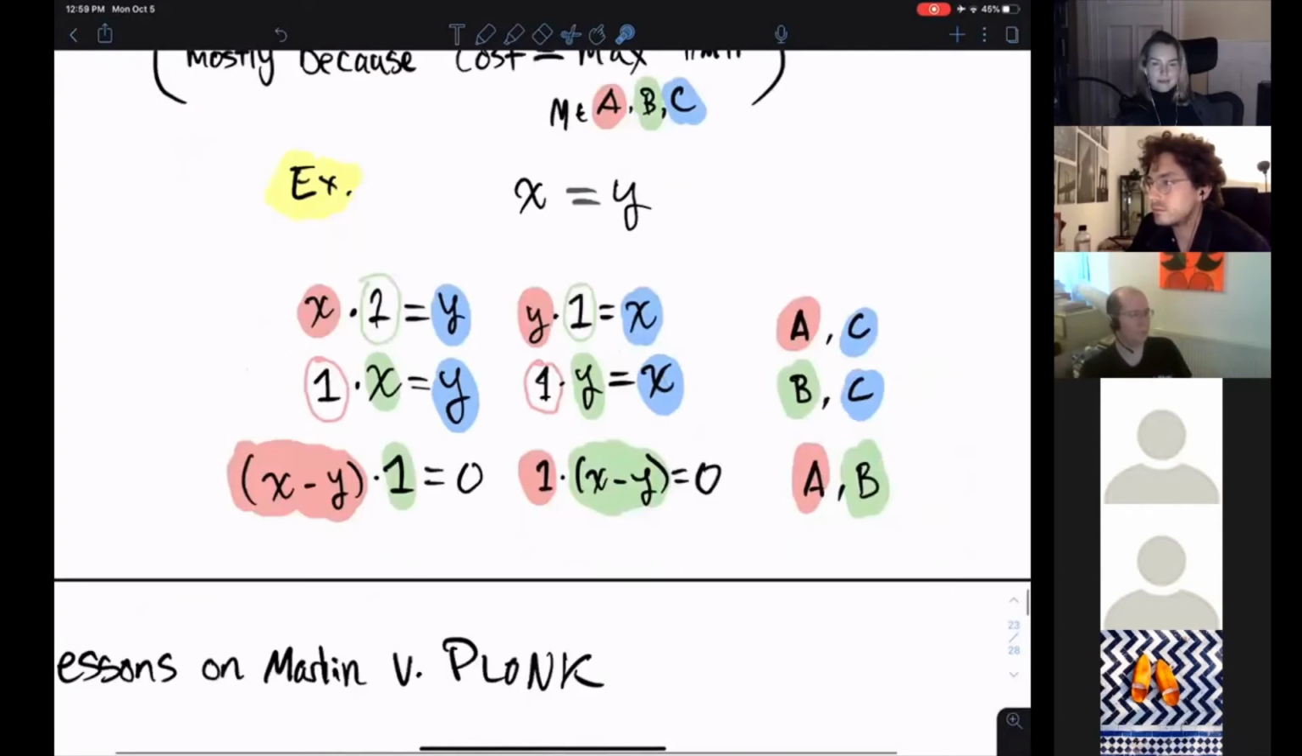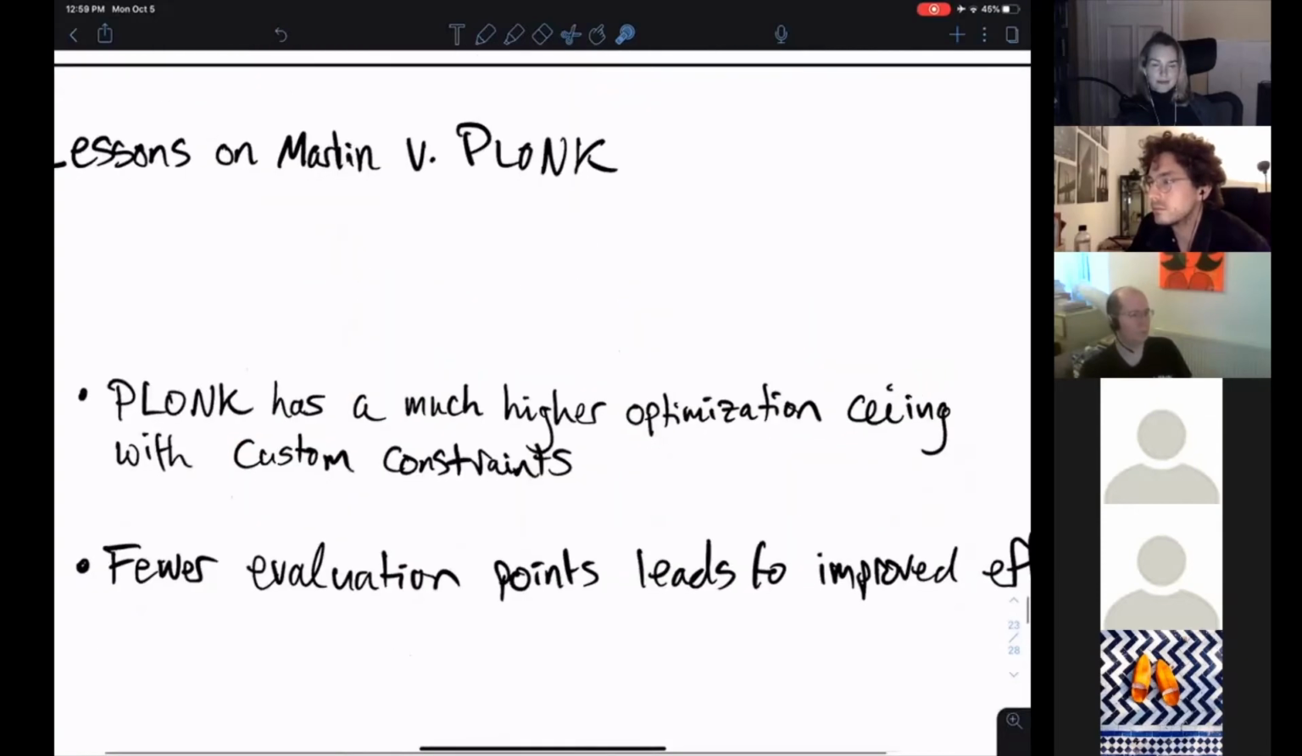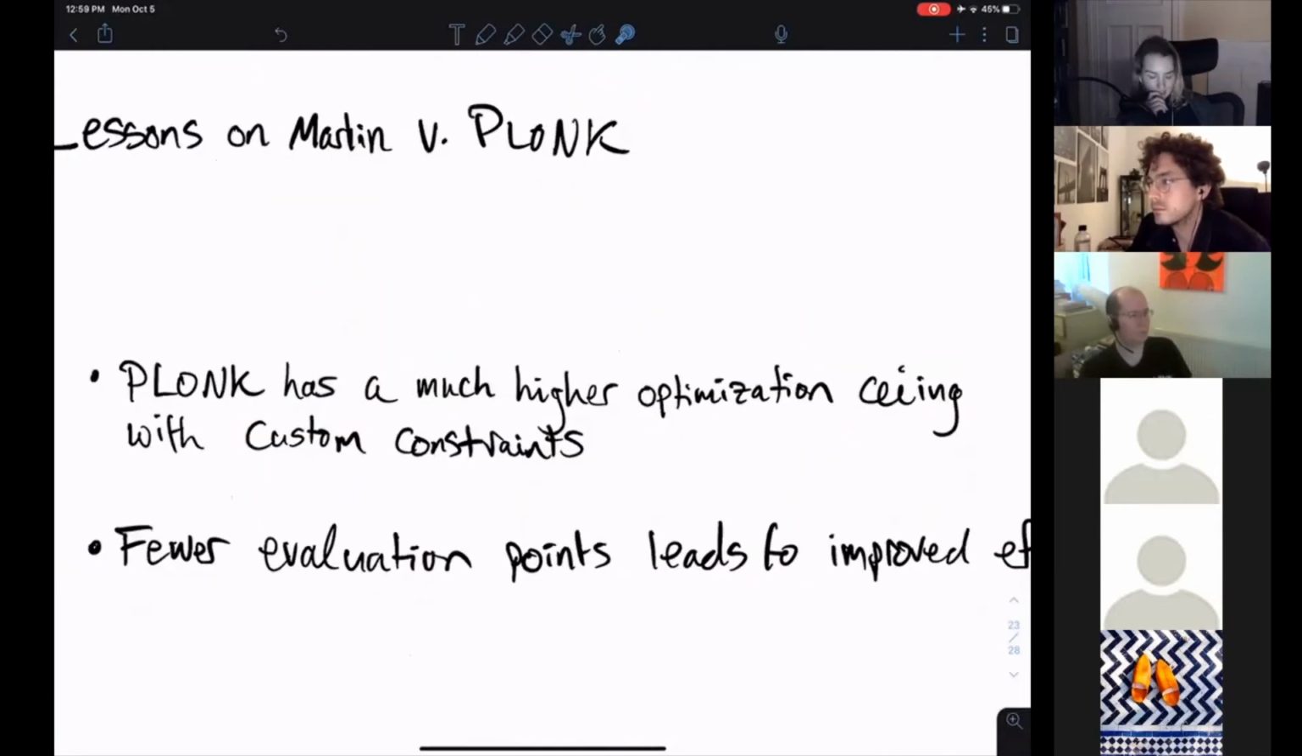But, you know, Plonk has a much higher optimization ceiling with custom constraints than Marlin, which is okay. And there's no reason why you couldn't use custom constraints with Marlin, but it's a bit awkward. And anyway, what you're really paying for is the sum check thing or the lincheck, whatever. And if you're not really using that, then there's not really that much of a point.